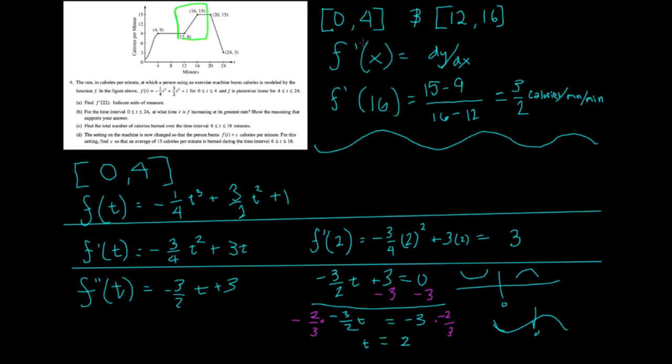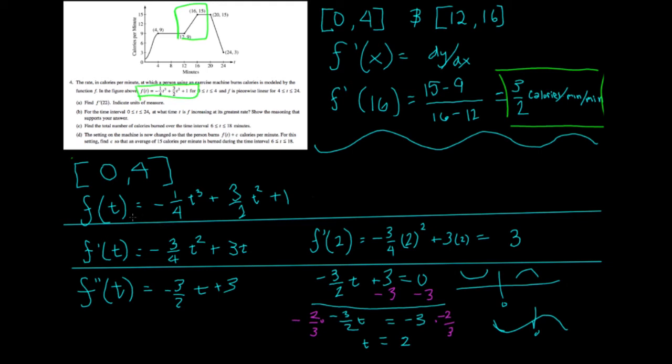Just because it's linear, it's a little simpler, because we'll be using the same method that we did in question A. You could just find the slope using points, which is essentially what we're doing, but we can use the same kind of steps. So f prime of x is equal to your dy over dx. So your f prime of 16 is equal to your change in y from 15 minus 9 over 16 minus 12, which simplifies to be 3 over 2 calories per minute. So that's just pretty much our slope.